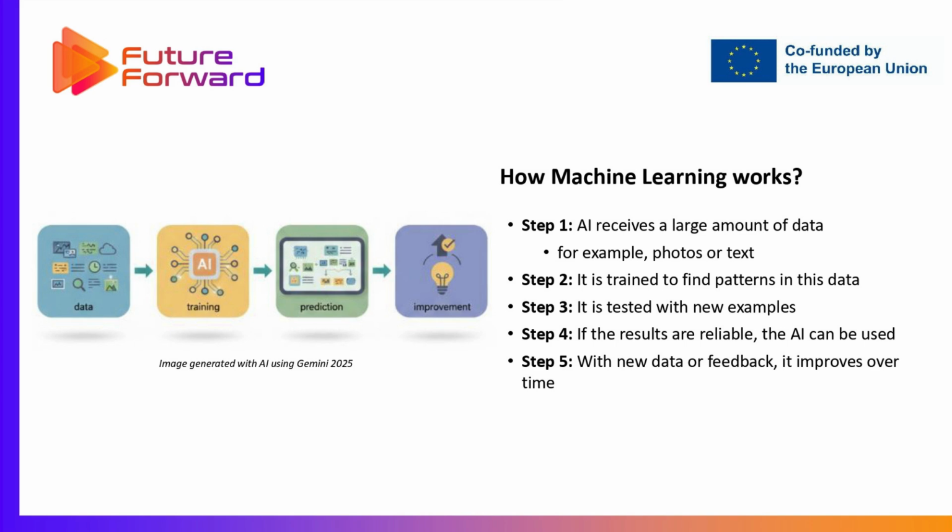Now that we know AI learns from examples, let's look at the process behind it. First, the system receives large amounts of data, for instance, many photos or sentences. Then, it is trained to recognize patterns in this data. After training, it is tested with new examples to check how well it learned. When the model works reliably, it can start making predictions. And with more feedback or new data, it continues to improve over time.